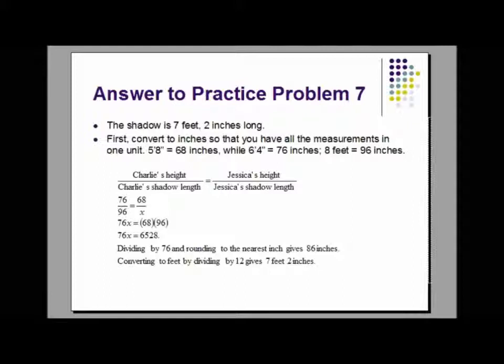76 over 96 equals 68 over x. Cross multiplying gives 76x equals 68 times 96. Doing the math gives 76x equals 6,528. Dividing both sides by 76 and rounding to the nearest inch gives 86 inches. If you want to convert from inches into feet, divide by 12. You will get 7 feet 2 inches.